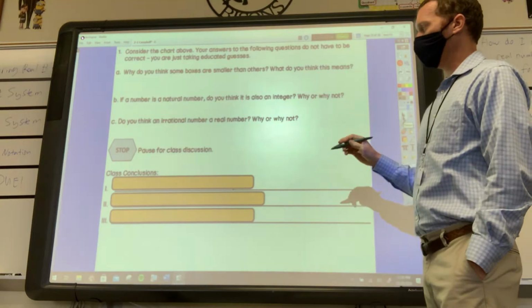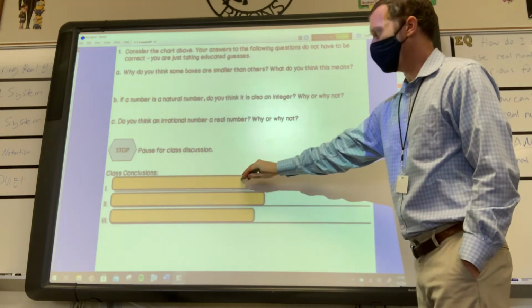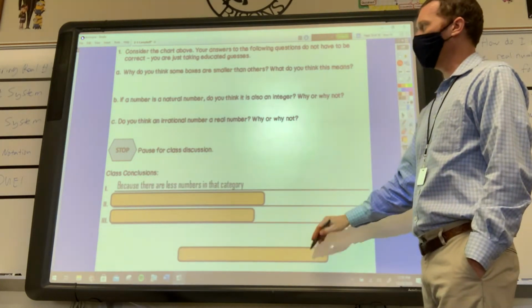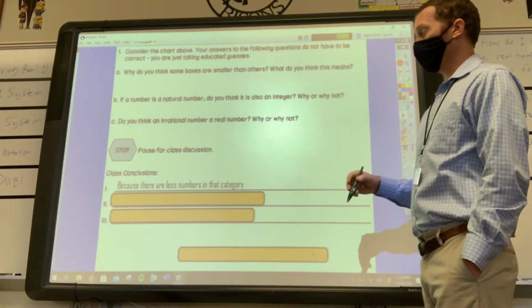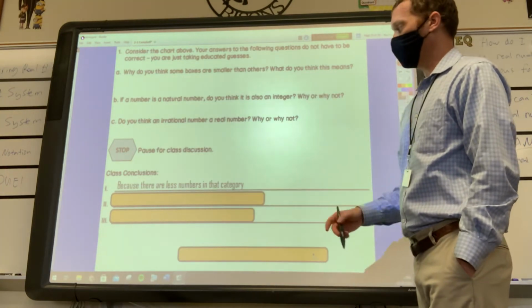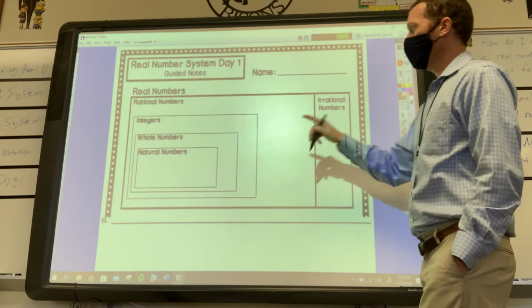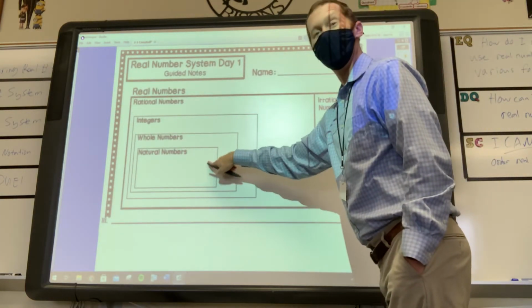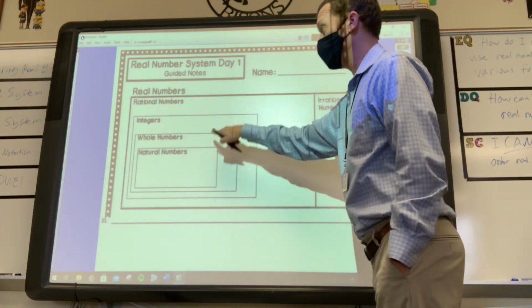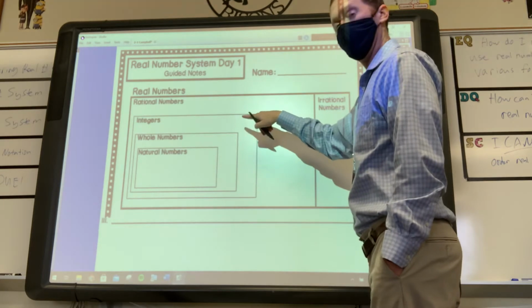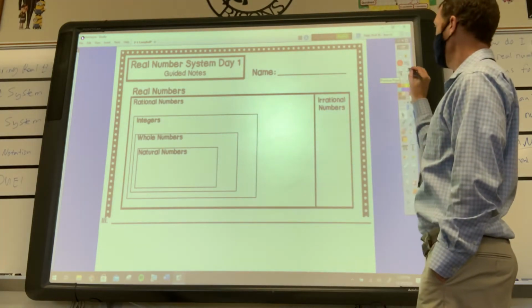When you unpause, I will tell you that the class conclusions we came to on the first one. Why do you think some boxes are smaller than others? Because there are less numbers in that category. So if we look here in natural numbers, there are less numbers that fit in natural numbers than there are integers and rationals and so on and so forth. And you'll see why in a minute.